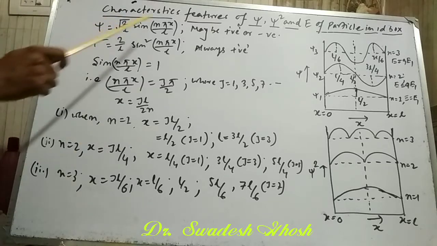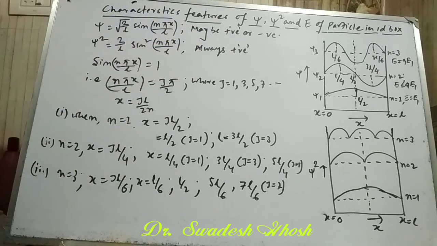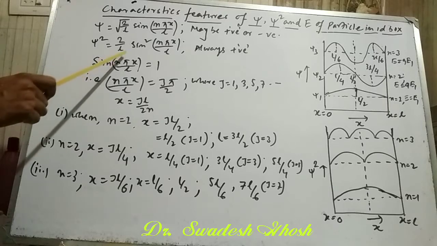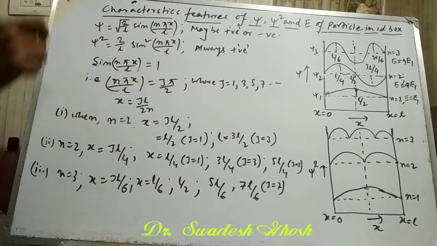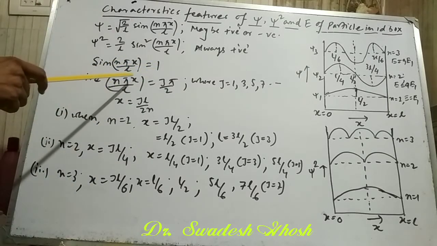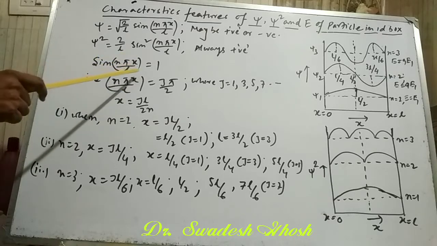Now psi may be positive or negative, depending on the nature of n and x, but the magnitude of psi square is always positive, and the maximum magnitude of psi square is 2 by L. To get the maximum magnitude of psi and psi square, sine n pi x by L must be equal to 1.